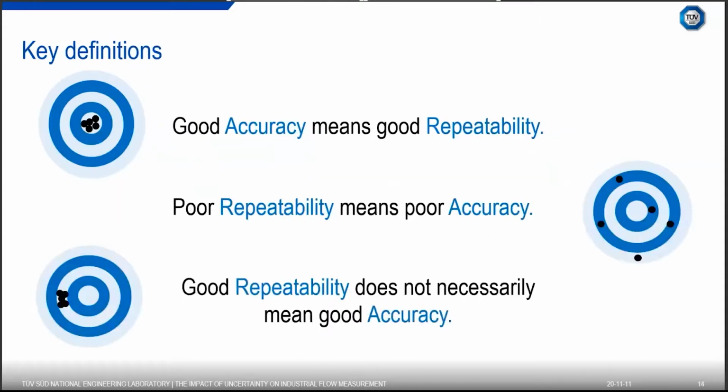So as it says here, good accuracy means good repeatability, because if it's accurate, it needs to be close to the true value all the time, and to do that, it needs to be repeatable. Poor repeatability means poor accuracy. So you can have something that, for example, one instrument may give a result very close to the true value once, but it won't do it consistently. So if it's got poor repeatability, it's got poor accuracy.